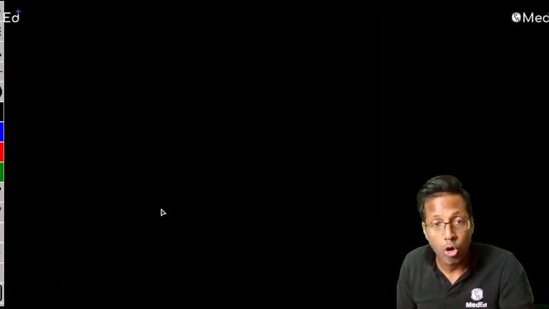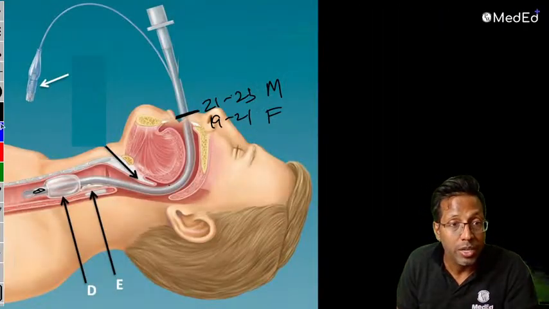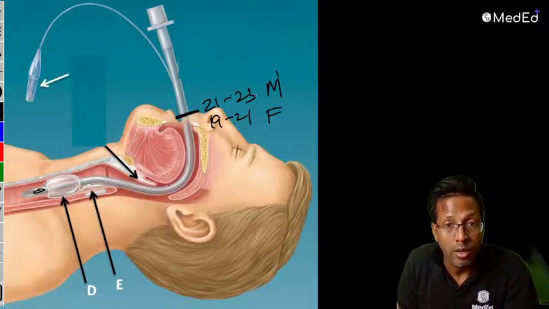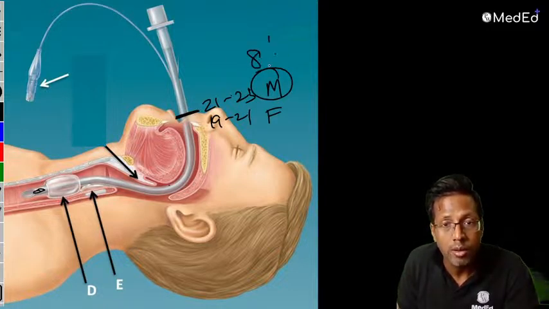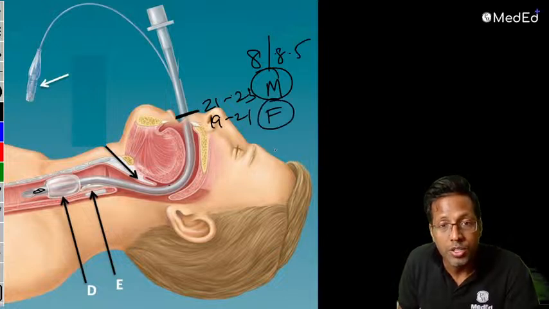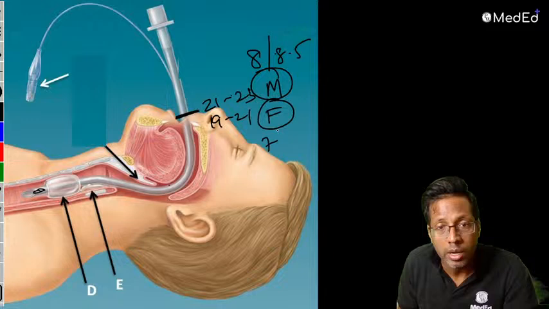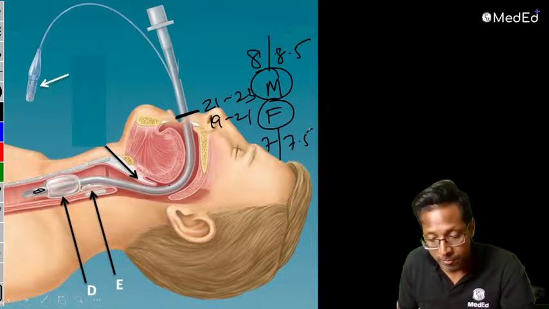Okay? And if you talk about the size, in a male patient, the normal size which is preferred for the endotracheal tube is 8 or 8.5. In a female patient, we use 7 or 7.5. Clear? So this is about the endotracheal tube and the images based on that.